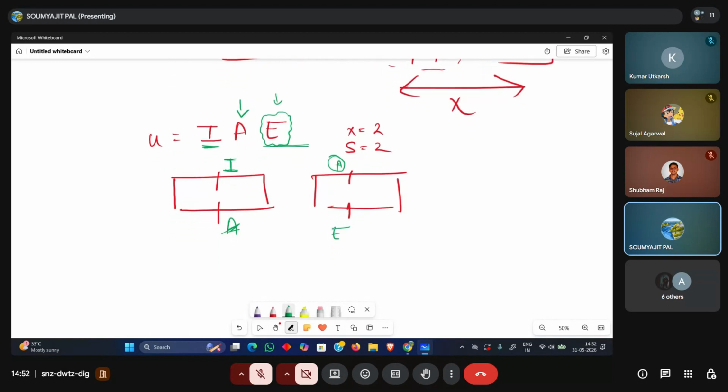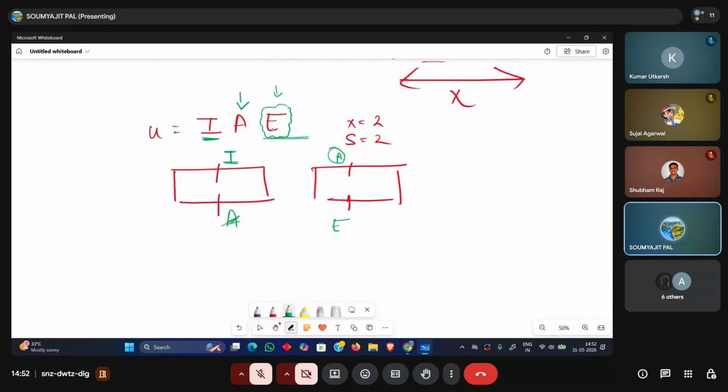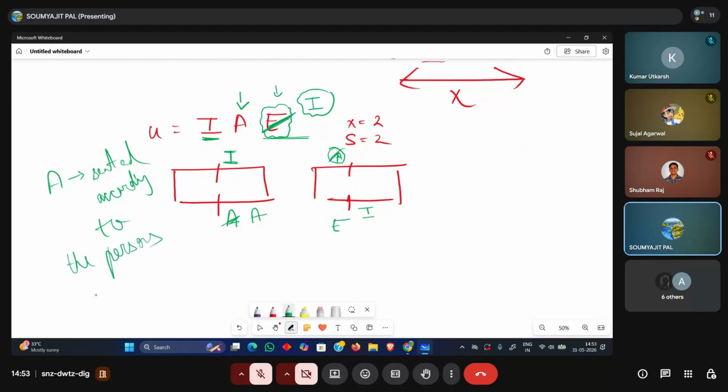But what if the string was like this? What if that was an introvert? He must need an empty table. So we must have seated A here and here the introvert may be seated. Okay. So we saw that an ambivert can be seated according to the persons arriving afterwards.